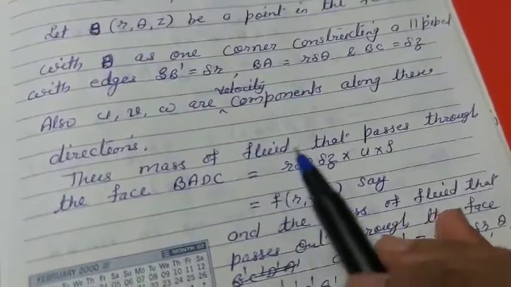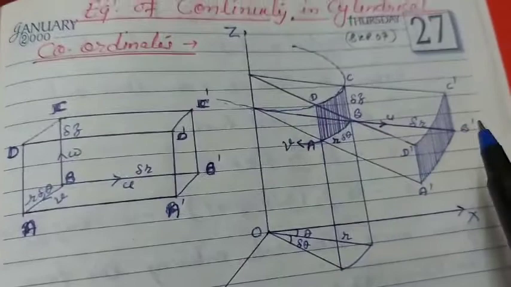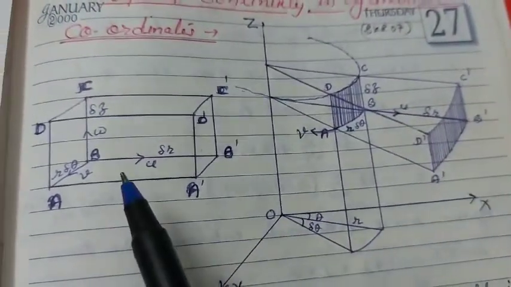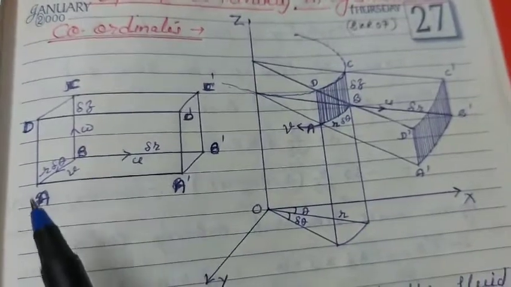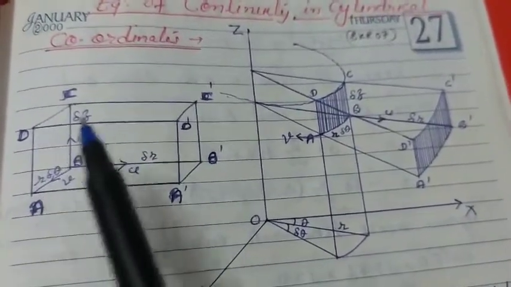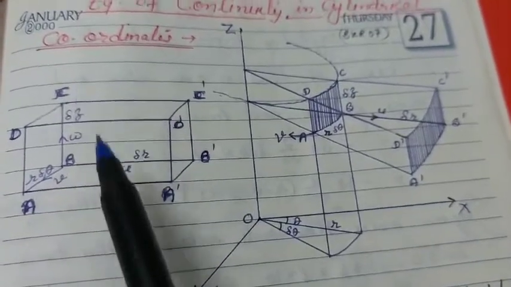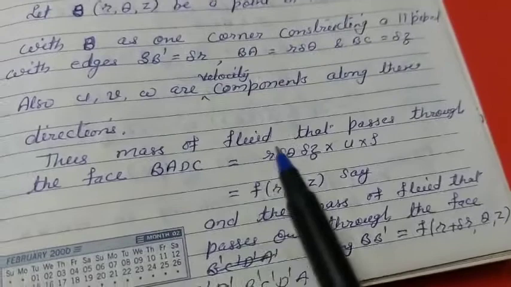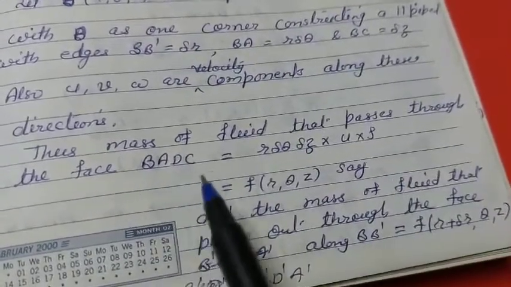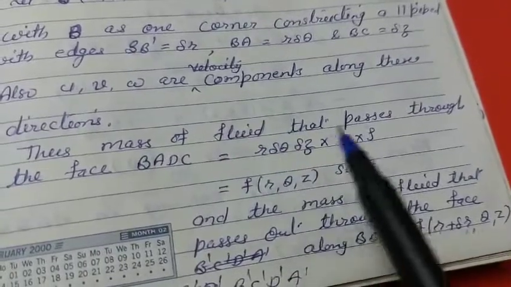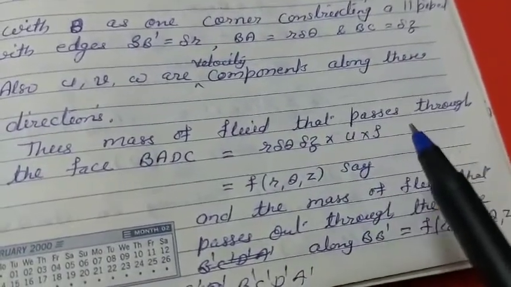So mass of fluid that passes through the face BADC. For convenience, we construct this parallelepiped as this. So BADC, this is the face, and the area of this face is r delta theta delta z. So mass of fluid that passes through the face BADC is r delta theta delta z, the area, into velocity into density.